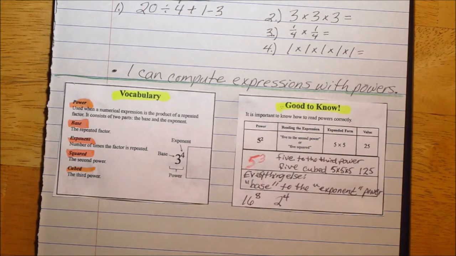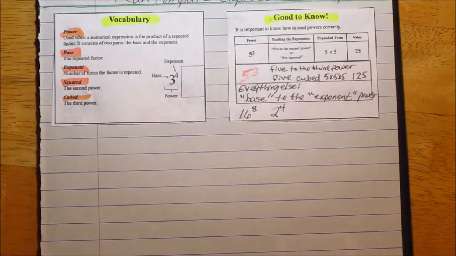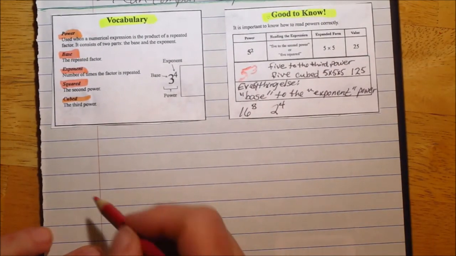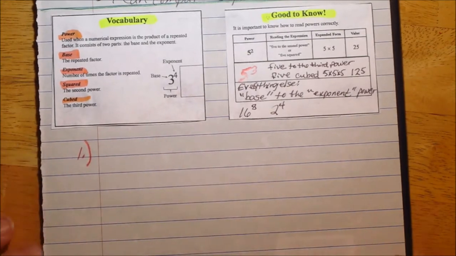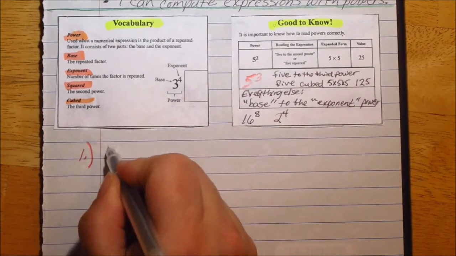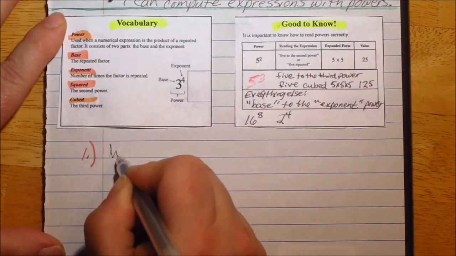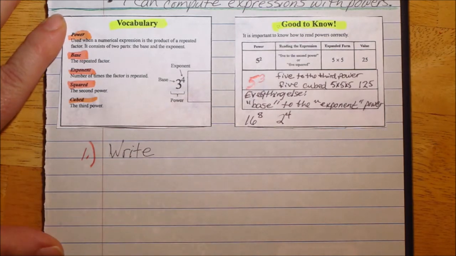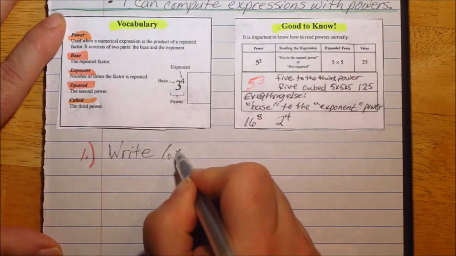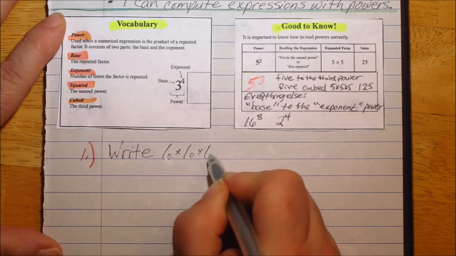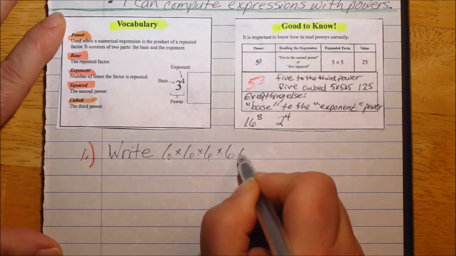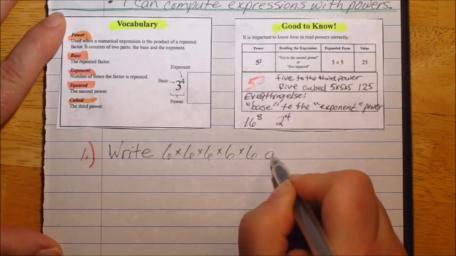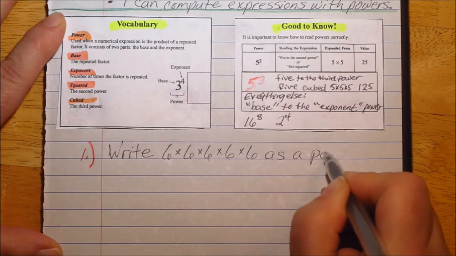Okay, so let's see how those look, all right? So the first thing I'm going to show you here is number one, we're going to write 6 times 6 times 6 times 6 times 6 as a power.